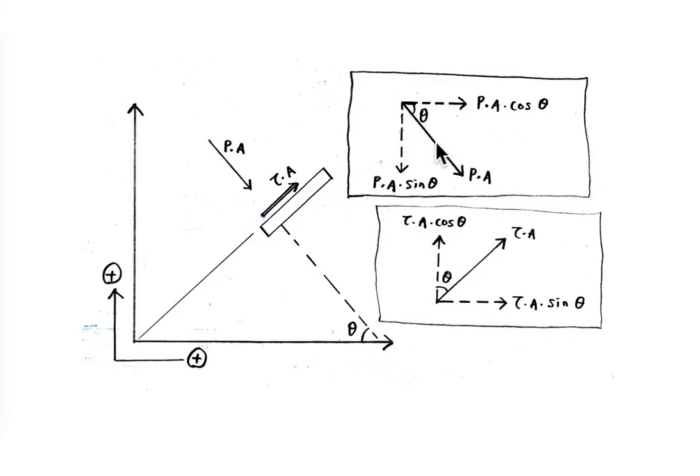For F equal to PA here, we could distribute it into X and Y components, which is PA cos theta for the X component and PA sin theta for the Y component. The same thing goes for tau times A. The X component is tau A sin theta and the Y component is tau A cos theta.